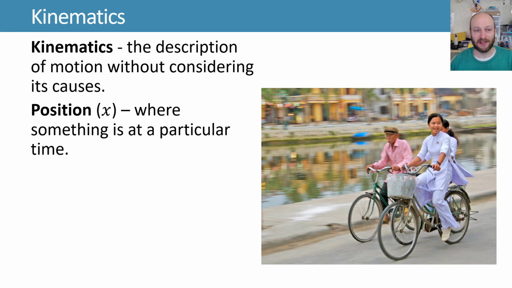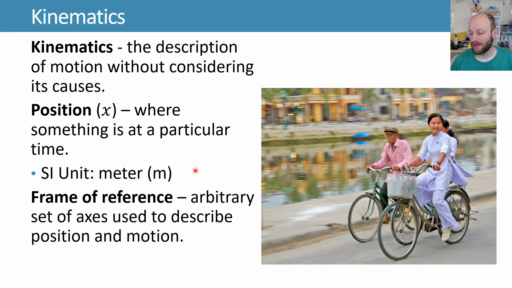So we need position, where something is. Generally, we'll use meters as the unit, but this is going to be a dimension of length. So position, where something is. In order to define this, it's most convenient to define a frame of reference, which is a set of axes. It says arbitrary here. That means we get to choose our set of axes that we want to describe this. And in general, this will be defining an origin and then the direction the axes are going.